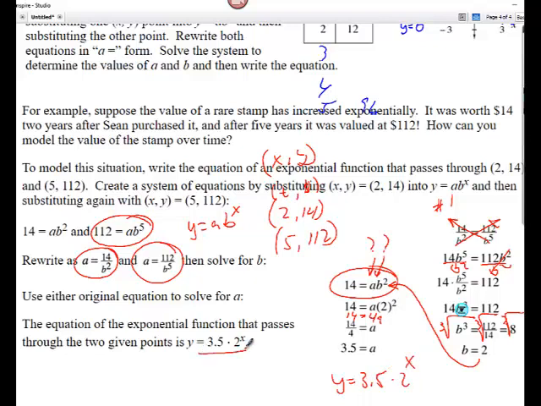Took a bit of work. It requires a system of equations to solve that. So you have two unknowns, two variables, substitute them in. It takes a little bit of practice.